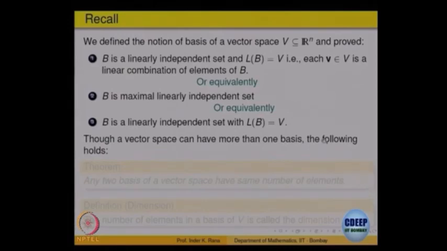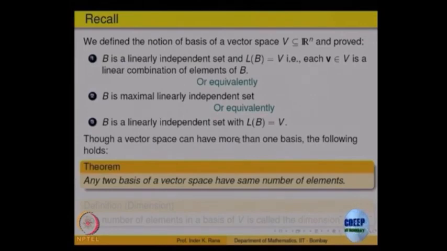So, you can replace the condition that it spans by the maximal property, and it is equivalent to saying it is a linearly independent set such that L(B) is the same as the earlier one, or it is a minimal set of generators. That is another property that we proved last time.